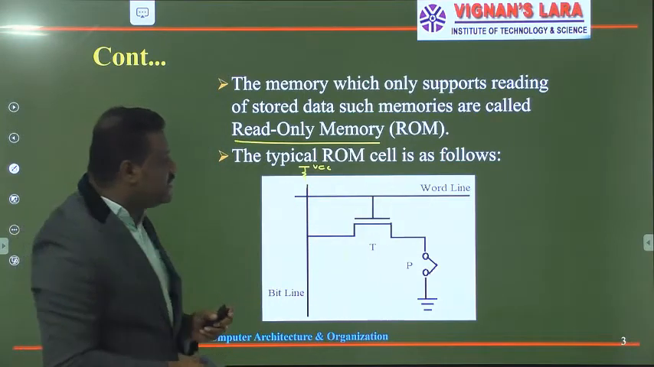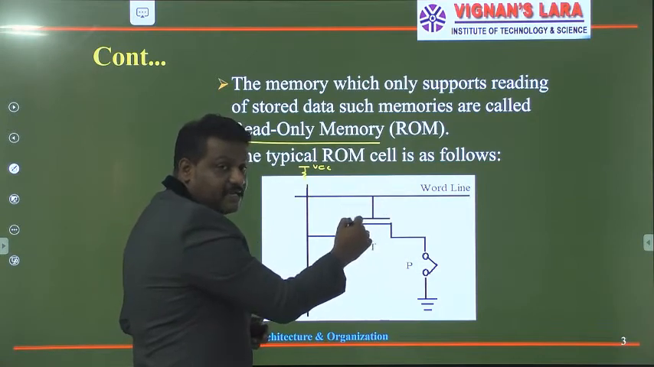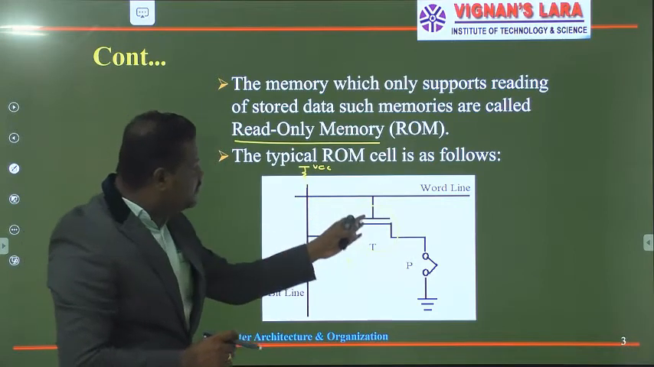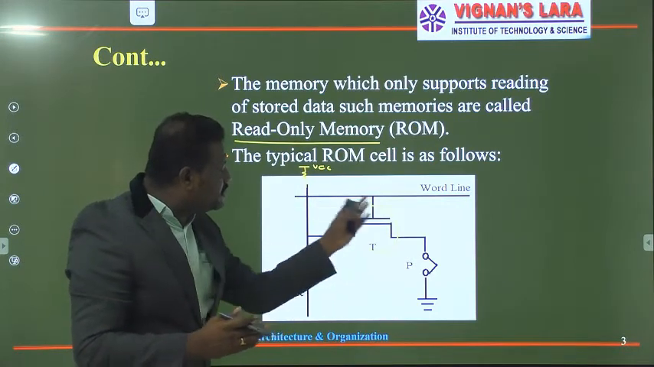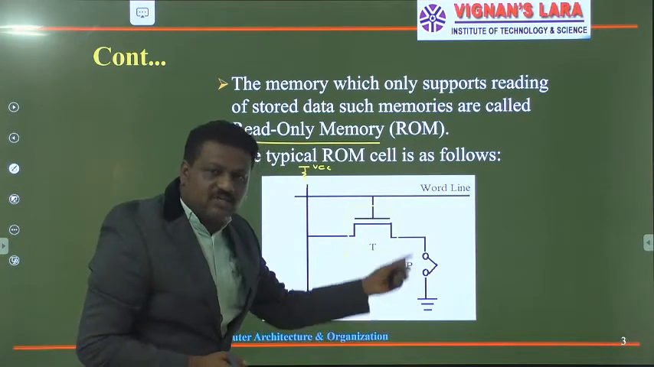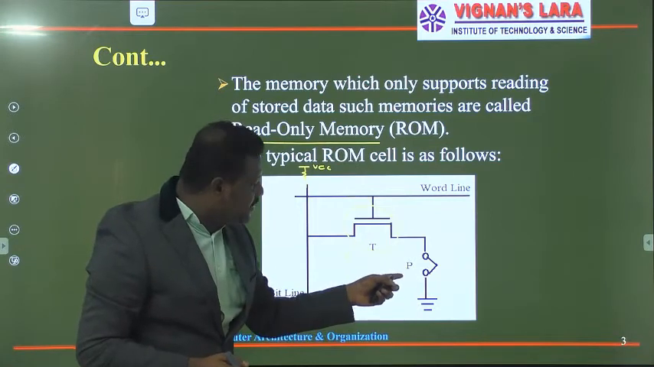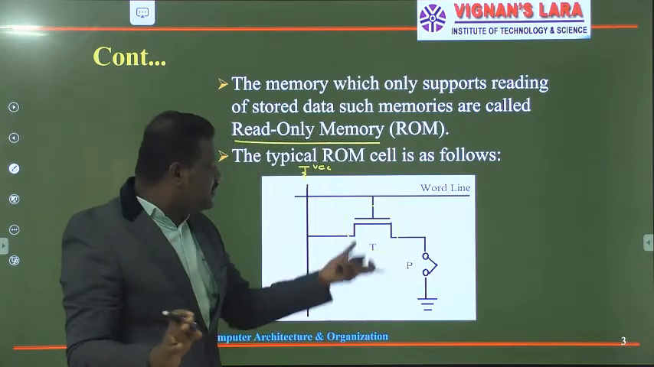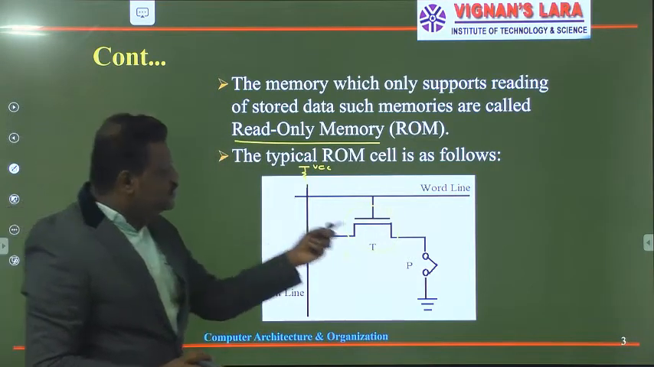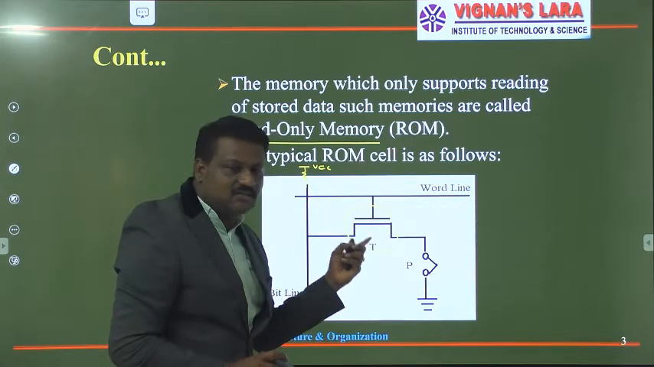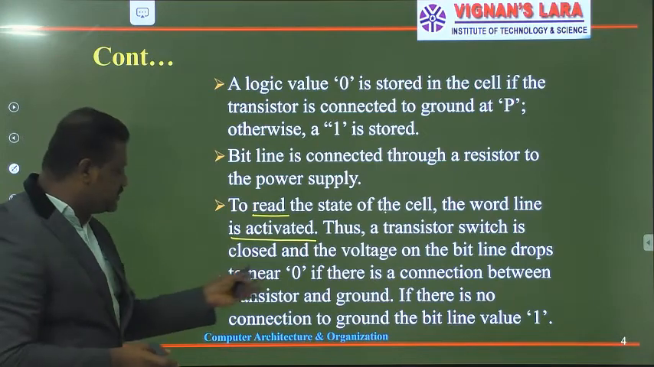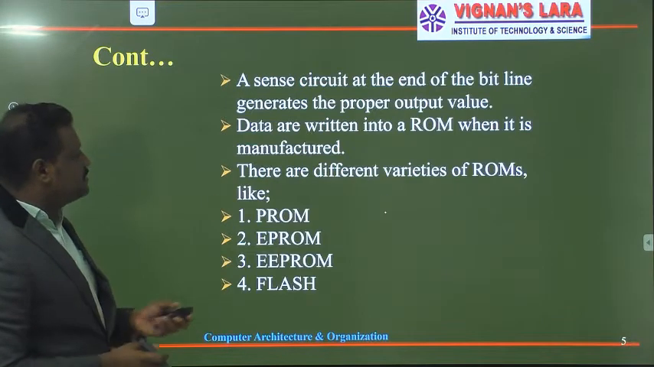Once the word line is activated, the signal is given to the gate terminal of this MOS transistor. If the gate terminal of the MOS transistor is logic 1, then automatically this transistor is turned on. Once it is on, and there is a ground connection between this transistor and the ground through this P, then I can say that this memory cell value is equal to 0. That is what we read. If there is no connection between this ground and this MOS transistor, then I can say that logic 1 was stored in that particular memory cell. That is the meaning of this particular statement.